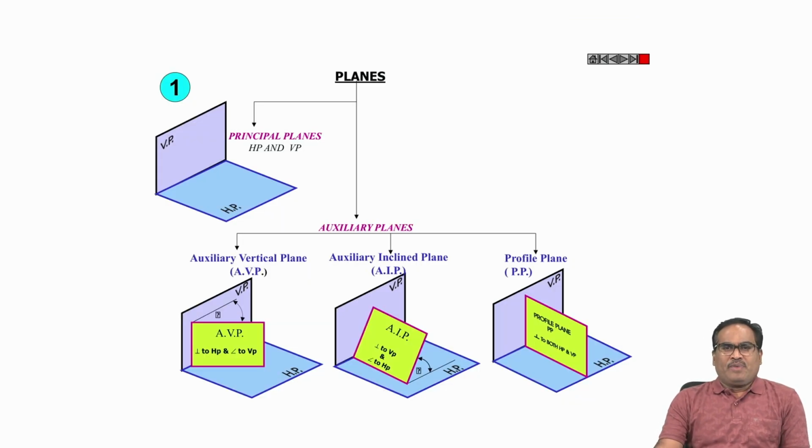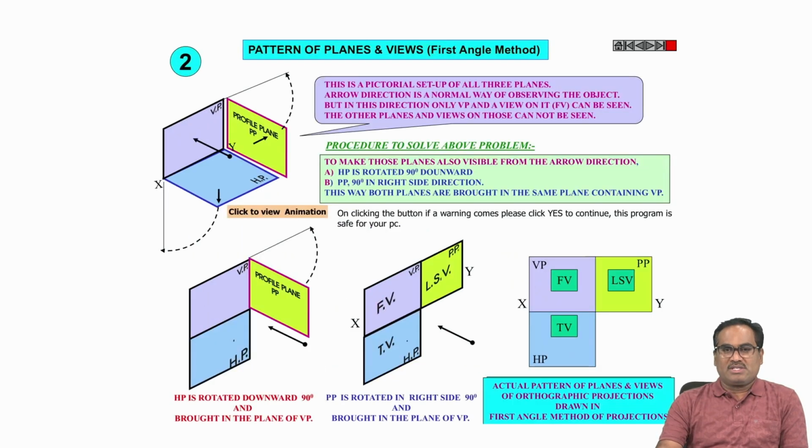Next, the planes. These are the principal planes: the horizontal plane and the vertical plane. Then the profile plane, where you can project a side view. There are also other planes: the auxiliary inclined plane, which is inclined to the horizontal plane, and the auxiliary vertical plane, which is inclined to the vertical plane. But here we will mostly use the horizontal plane, vertical plane and profile plane.